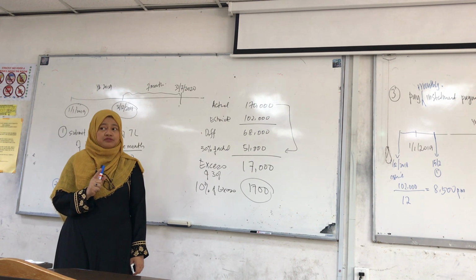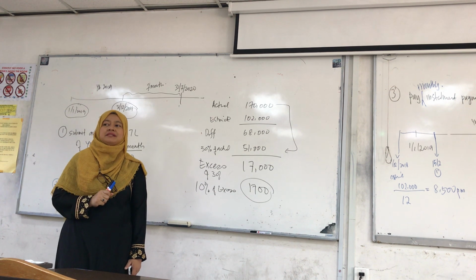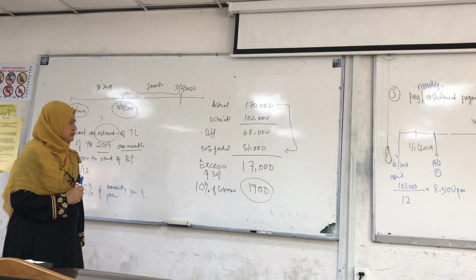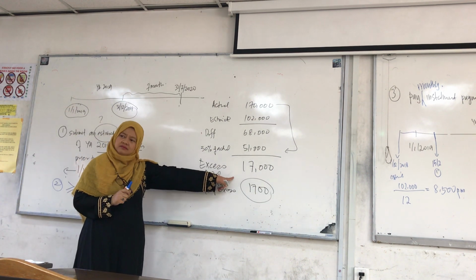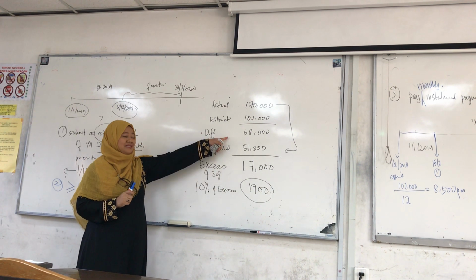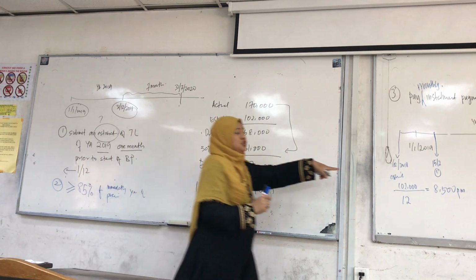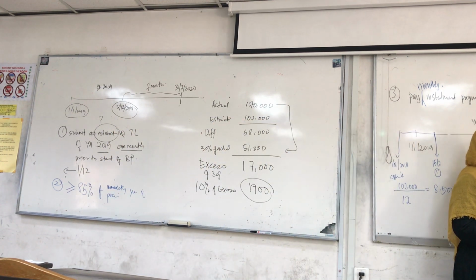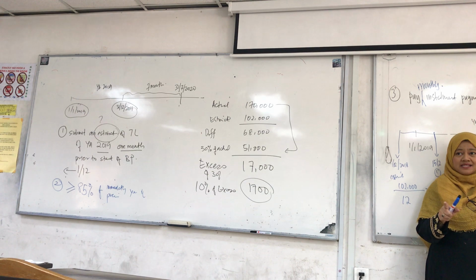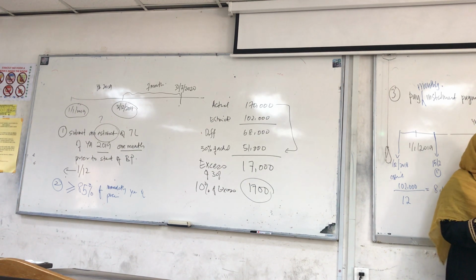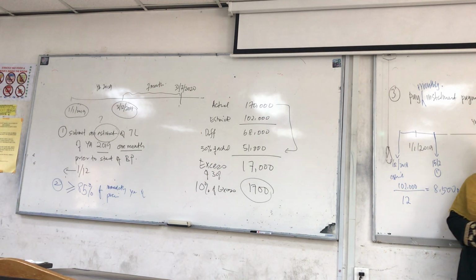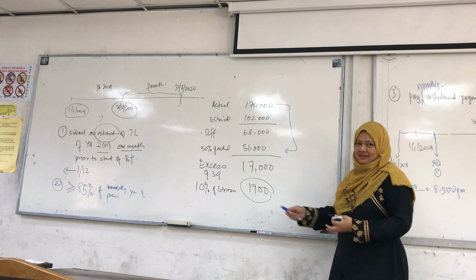How much do you have to pay to RB when you submit your Form C? Excess? How much is the excess? 70,000 only? No, 68. You have to pay 68,000, right? Because your actual is 170, alright? You only paid based on the estimate of 102. So you still have to pay 68,000 plus your penalty.